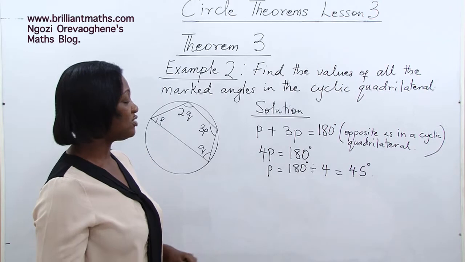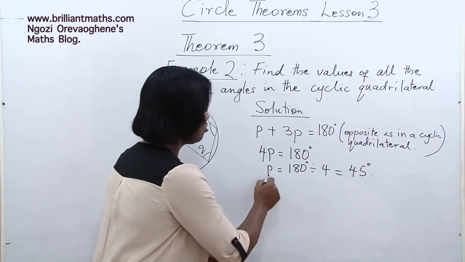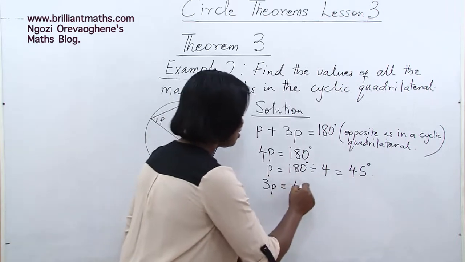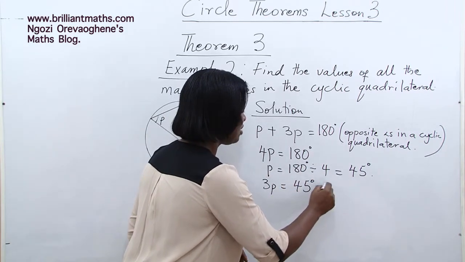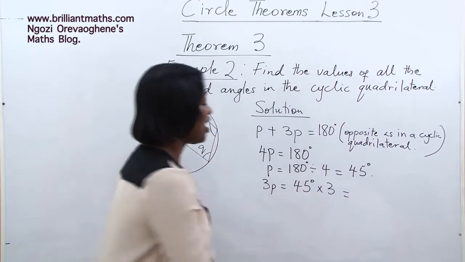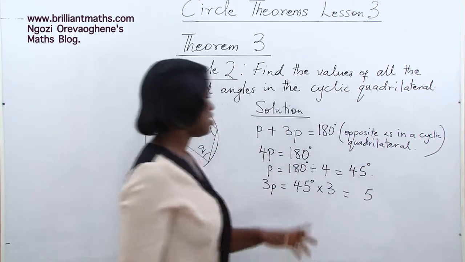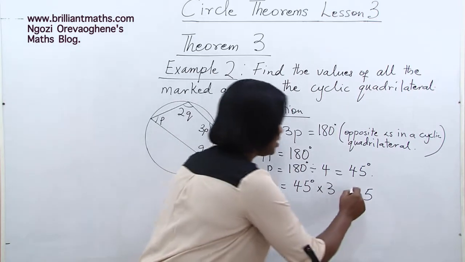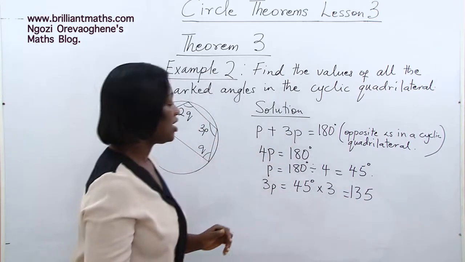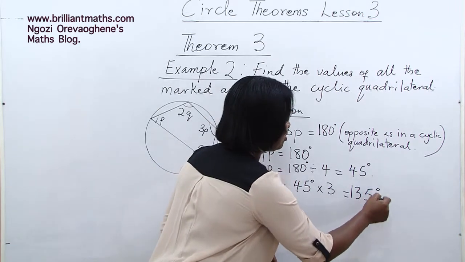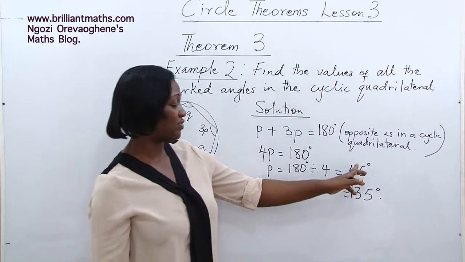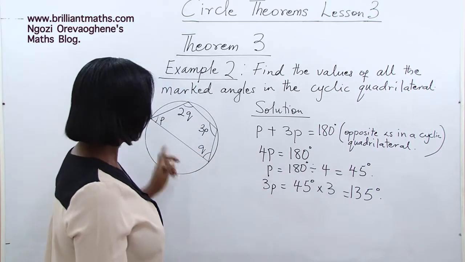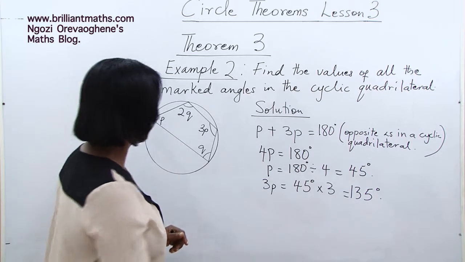So if P is 45 degrees, 3P will be equal to 45 degrees times 3. 3 times 5 is 15. Carry 1. 3 times 4 is 12 plus 1 is 13. So 3P is 135 degrees. And if you add up 45 degrees and 135 degrees, you get 180. Next is to find the value of Q.